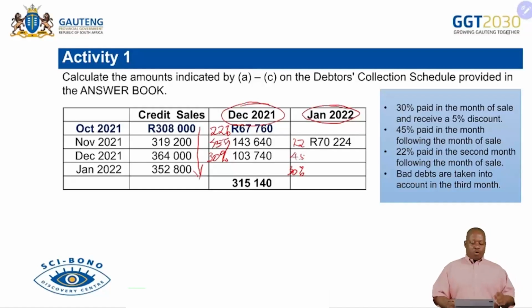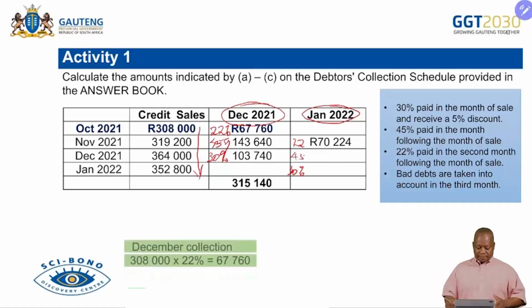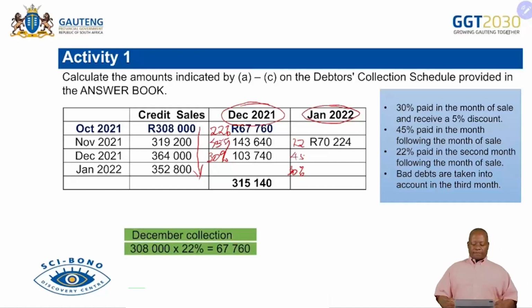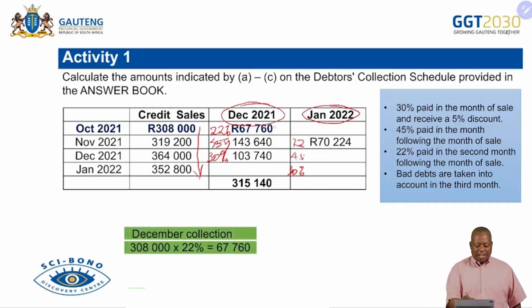So let's start by looking into December. December collection. Remember, we said December collection is going to be 22%. Now, it's 22% of what? We check in that line. So it means what we are collecting as 22% in December, it's collection for the third month. And it has to be 22%. And which month are we collecting from? So we are collecting from October.